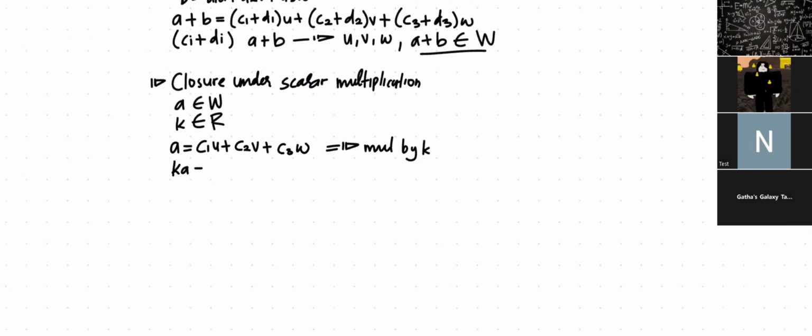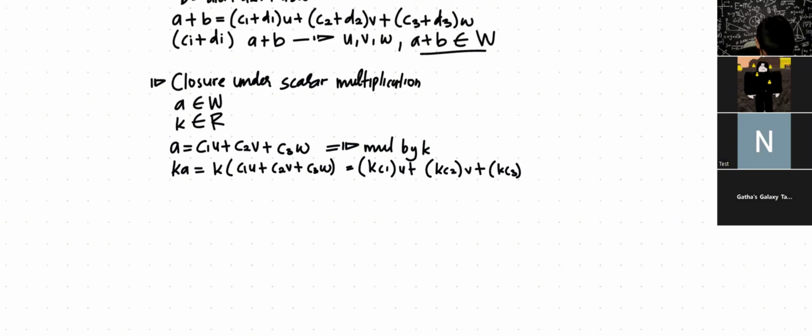Okay, the equation is Ka plus A equals K(C1U plus C2V plus C3W), and the result is KC1U plus KC2V plus KC3W. Since W satisfies all three conditions, it is a subspace in R3.